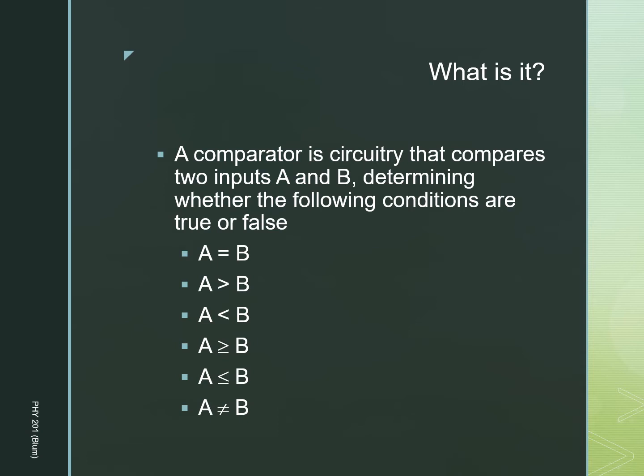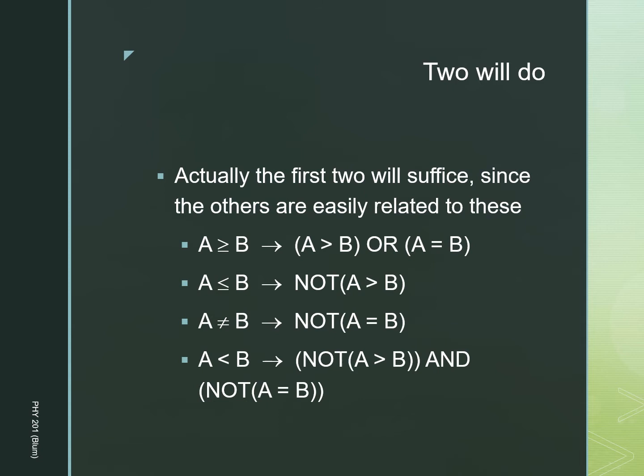questions. Is A equal to B, true or false? Is A greater than B, true or false? Is A less than B, true or false, etc. Actually, we only need to build a circuit to do two of these, because from those two, we can get all the rest. All we need is circuitry for A equal B and a circuit for A greater than B, and then from those we can figure out the rest.